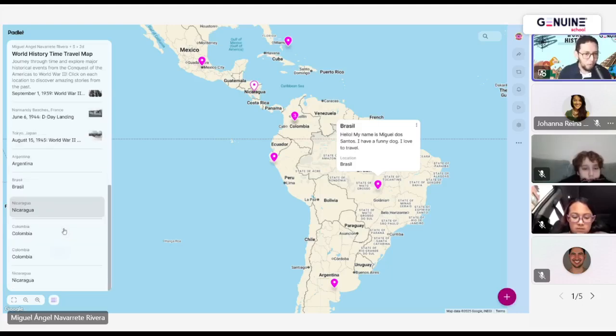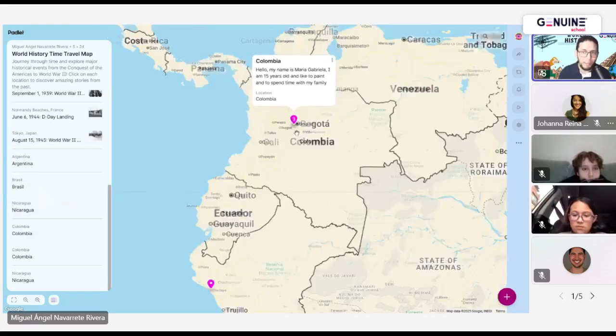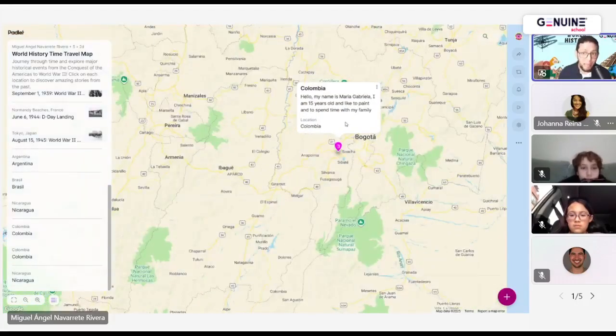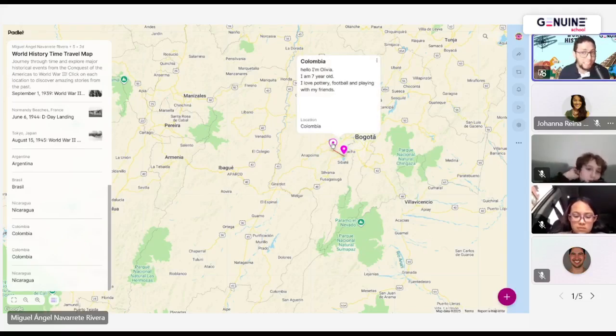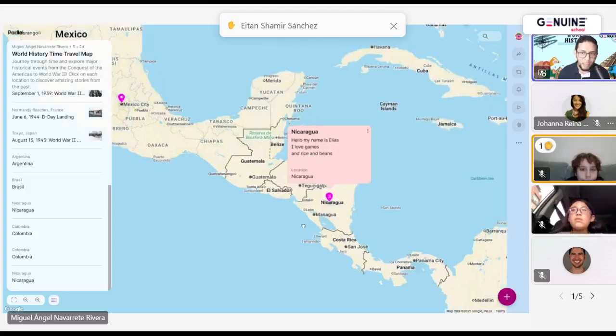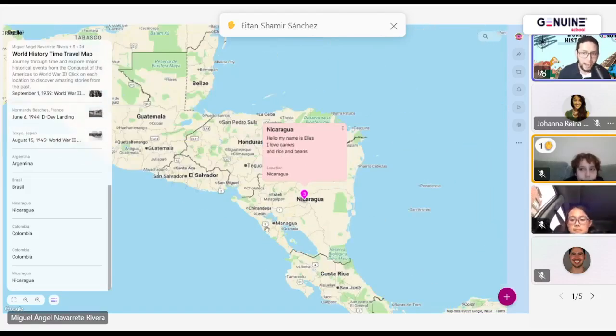Amazing. We have three people in Colombia. Let's see. Okay, we have Maria Gabriela. I am 15 years old and I like to paint and spend time with my family. Okay, and also we have Olivia, 7 years old. I love pottery, football, and playing with my friends. Welcome, Olivia. Totally welcome. We have someone else from Nicaragua. Let's see. Okay. Hello, my name is Elias. I love games and rice and beans. Oh, he loves the gallo pinto. Beautiful. Ethan, do you have a question?